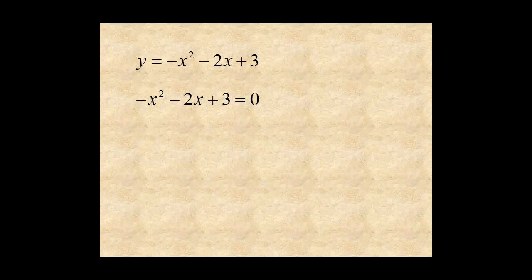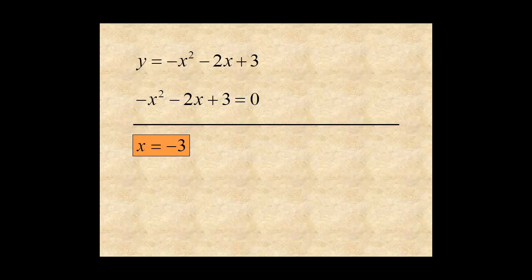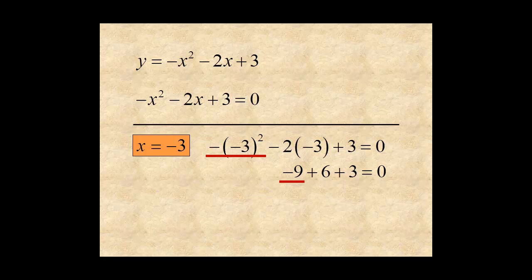If you substitute x equals negative 3, you get negative 3 squared minus 2 times negative 3 plus 3. Negative 3 squared equals negative 9, and negative 2 times negative 3 equals positive 6. Then 6 plus 3 equals 9, and you have negative 9 plus 9 equals 0, which is a true statement. So x equals negative 3 is also a solution.